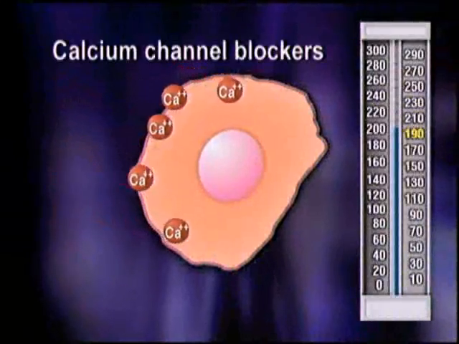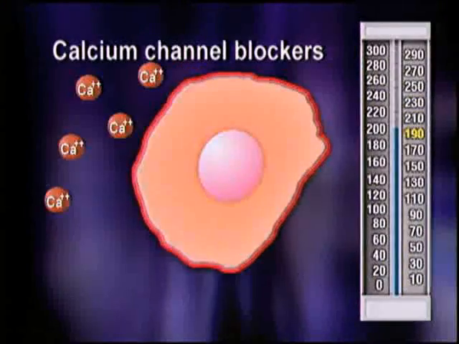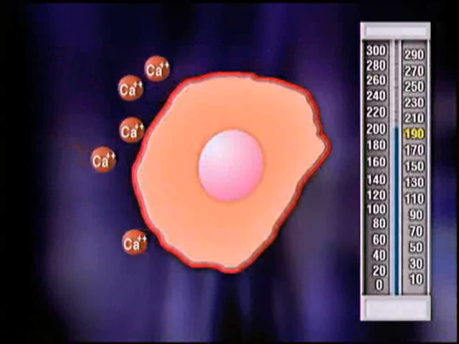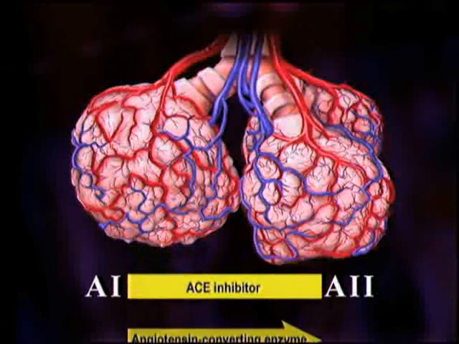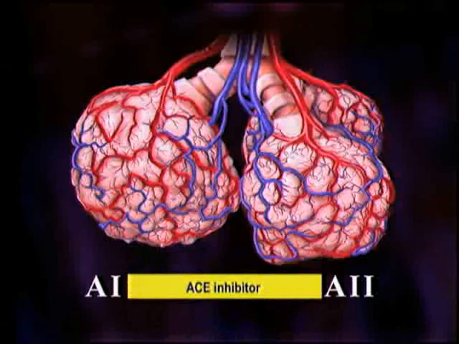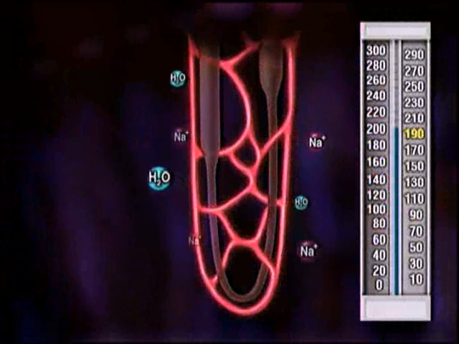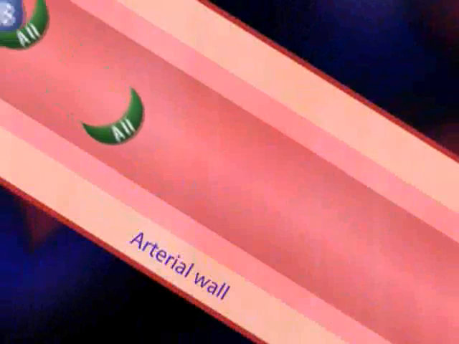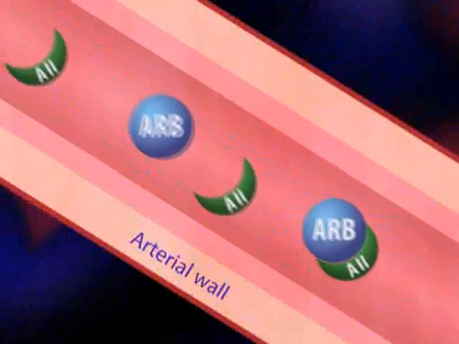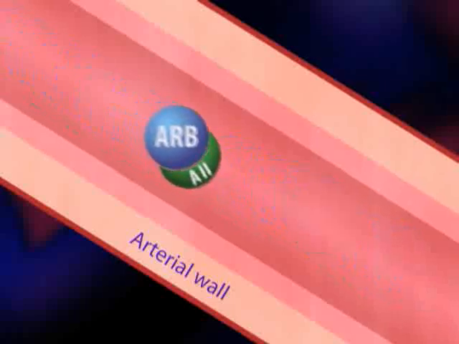Calcium channel blockers, such as diltiazem, work by preventing calcium ions from entering smooth muscle cells. This results in smooth muscle relaxation and vasodilation, ultimately reducing blood pressure. ACE inhibitors block an enzyme from converting angiotensin I to angiotensin II in the lungs. This prevents sodium and water retention and vasoconstriction, reducing the blood pressure. ARBs keep the angiotensin II from causing vasodilation, thereby lowering blood pressure.